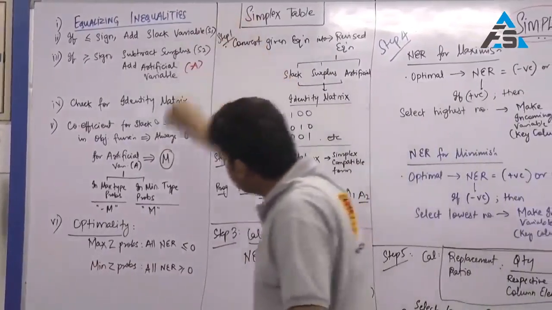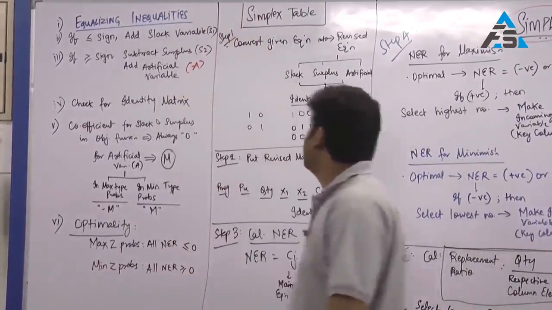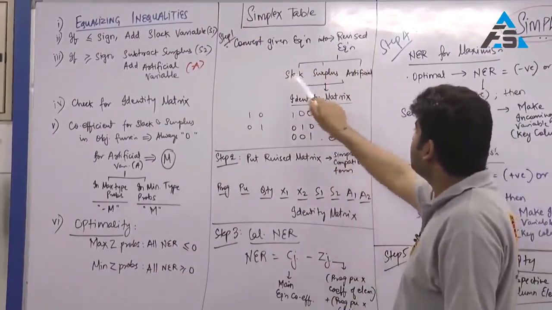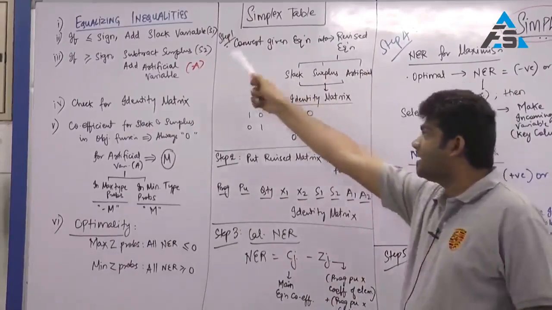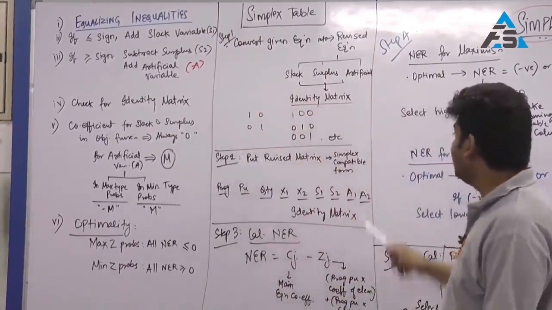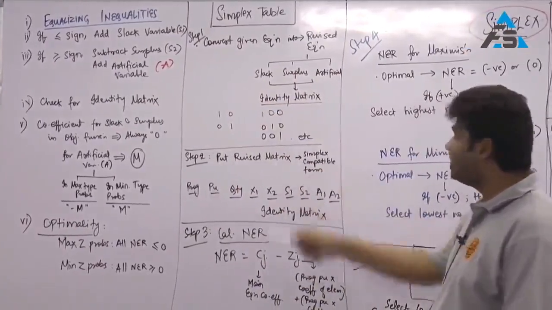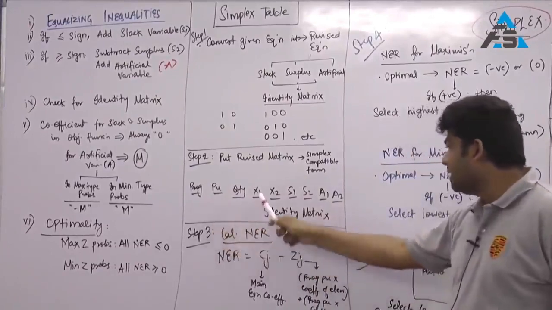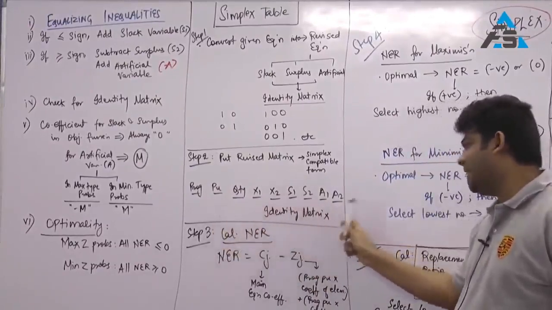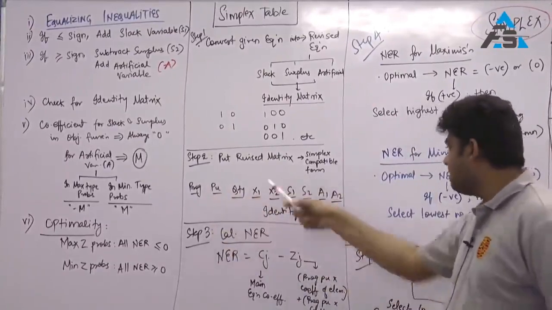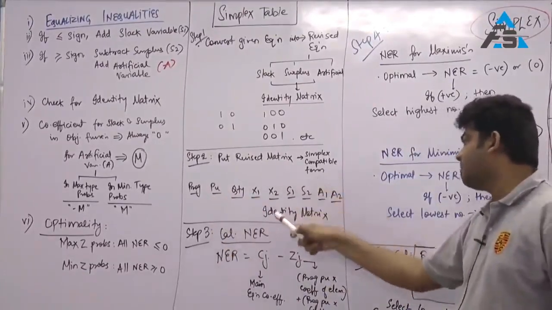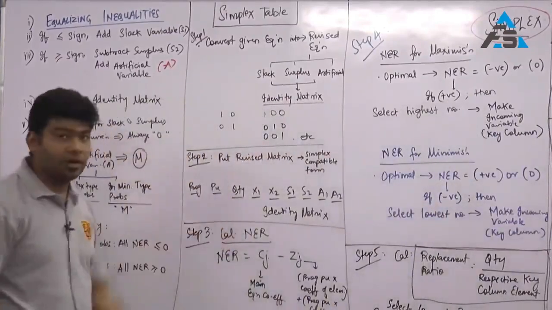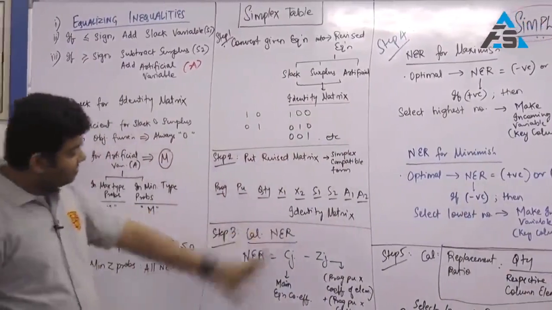So these are the initial steps that we need to take care of. Convert the given equation into a revised equation. How do you do that? Slack, surplus variable add करने के बाद. Then step 2, put revised matrix in a simplex compatible form. What is a simplex compatible form? Program, per unit quantity, x1, x2, s1, s2, a1, a2. This is just a pro forma, just a sample. In this simplex compatible form, you should also have the identity matrix, and based on that you can start with your simplex process. Calculation of NER.